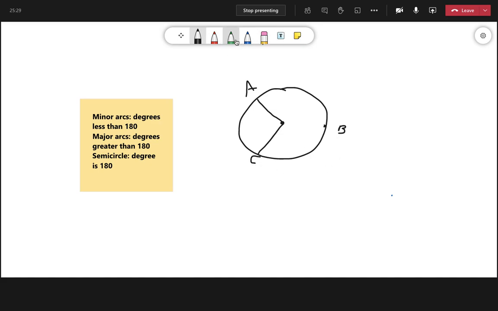A major arc would consist of an arc that is greater than 180 degrees and is written with 3 letters. If it is a minor arc, you can write it with 2. If it's a major arc, it has to be written with 3 letters. The reason why is it needs to let you know that it is not talking about this section right here. If you say arc AC, it is only talking about the blue.